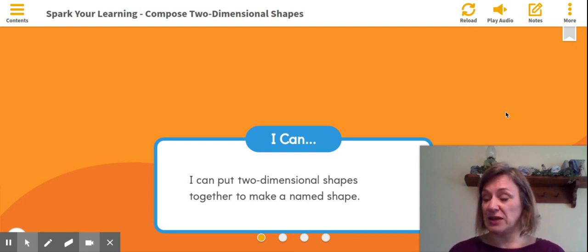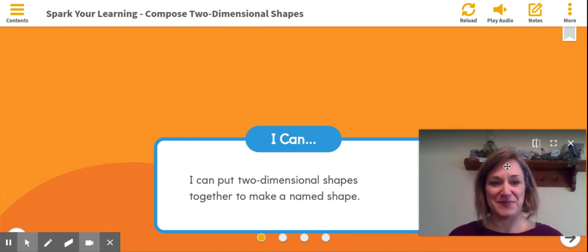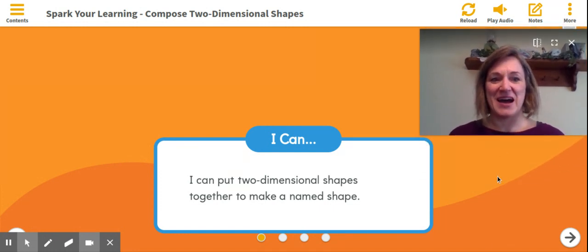So I am looking in my math book at page 443. That's where I want you to start out today. And the I can statement is the same as what you have in your book. I'm going to move my screen up a little bit here. Just learned this was a new feature. I can get it to work. Oh, there we go. All right. Move it up to the top here.